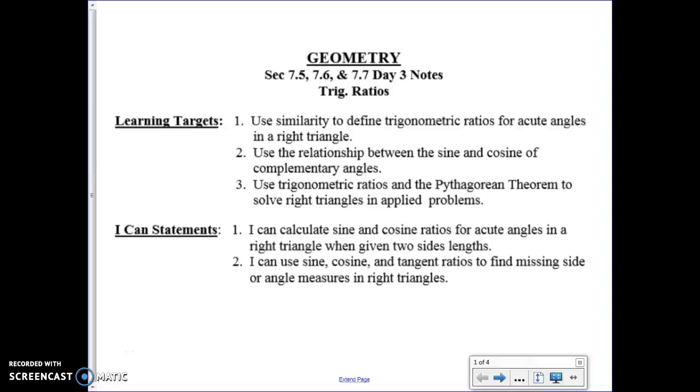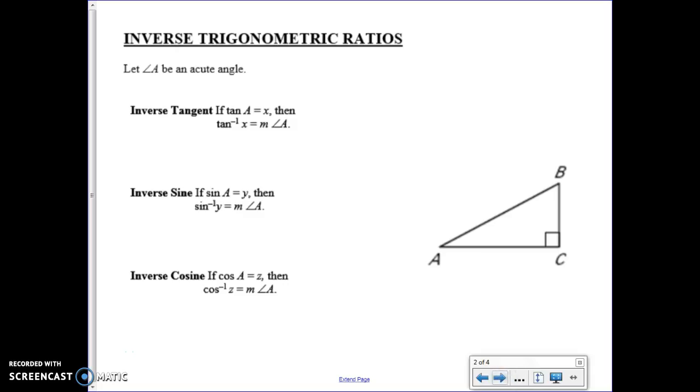Hey guys, in our third day of notes, we are going to talk about what to do when we don't know the angles and how to find those angle measures given some sides. I talked to you in our last set of notes about how the tangent and the angle measure, the sine and the angle measure, and the cosine and the angle measure were kind of glued together. You can't just separate them.